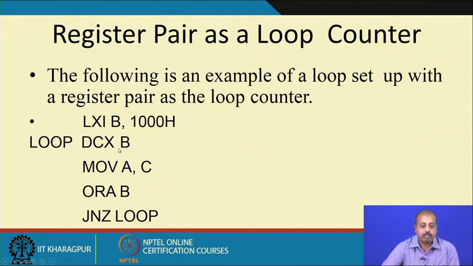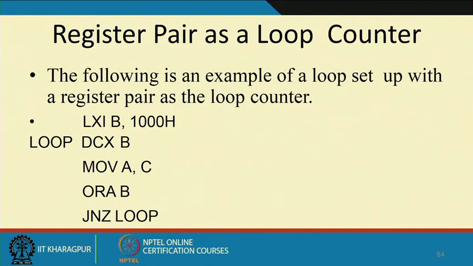Next we need to check whether the BC pair has become 0 or not. As we said, this DCX instruction does not affect the zero flag, whereas decrementing a single register, like DCR, was affecting the status flags. So this DCX instruction does not affect the flag register, and we have to take a roundabout way.